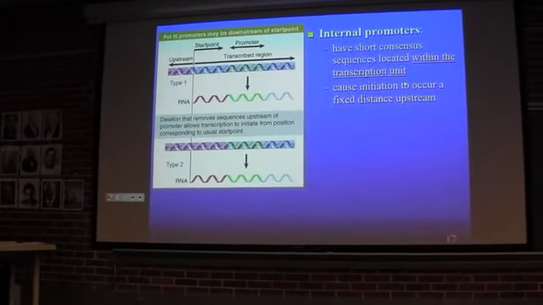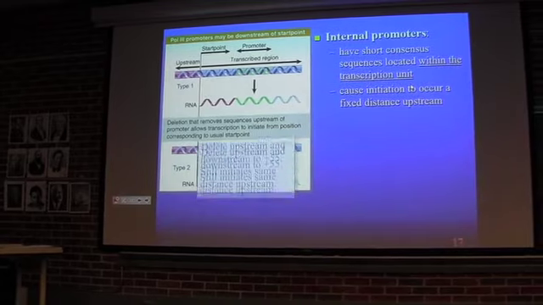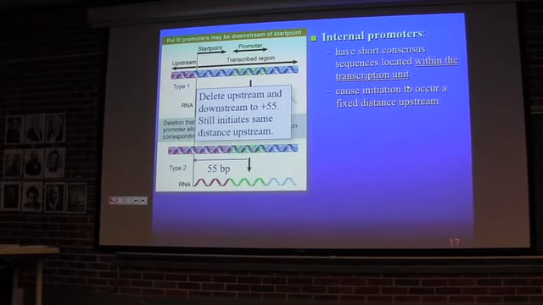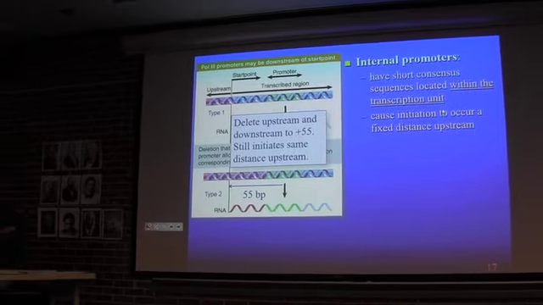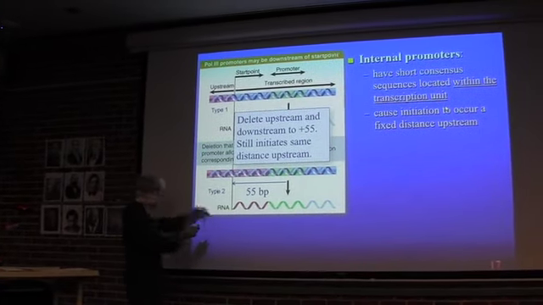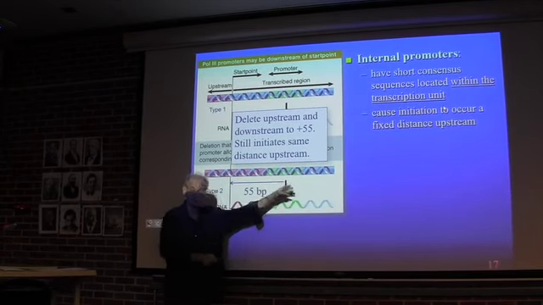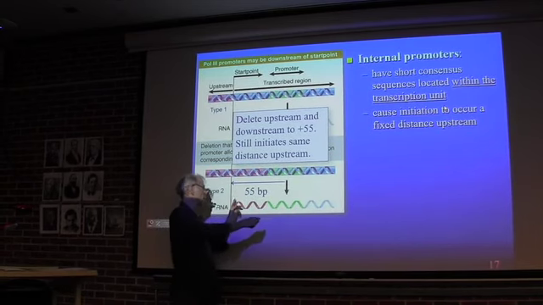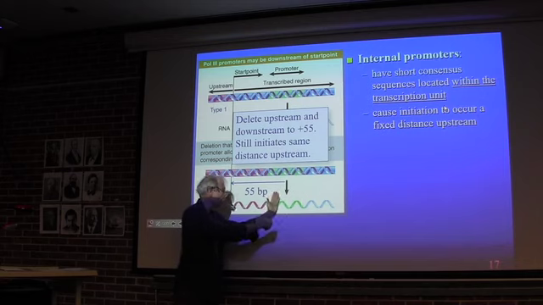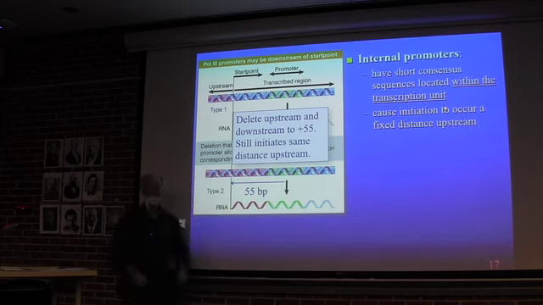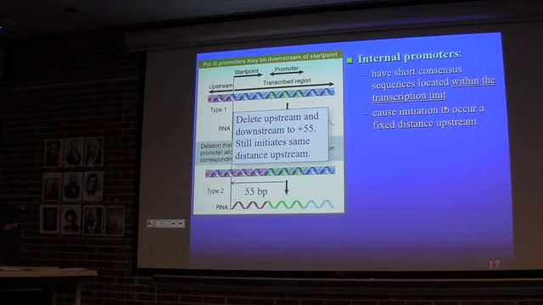Internal promoter deletion, you can still get initiation at a fixed distance. Deletion upstream and downstream to plus 55. That means you can chew into the transcript 55 bases and still it's going to start a set distance from this box A. That took a while for people to believe. Oh, look, it's chewing, that's not me. What? I'm not doing it, people. And still no change in transcriptional activity.